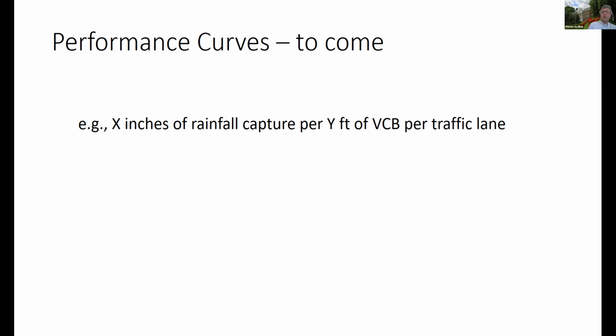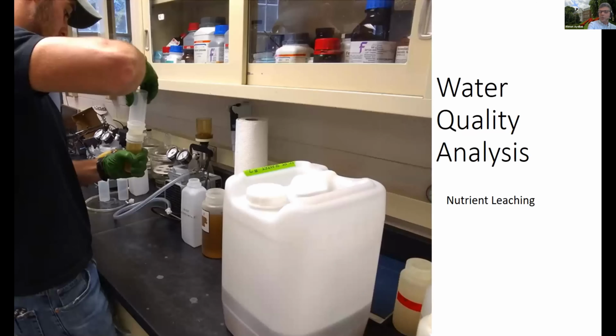Here, the idea is to come up with the performance curves. So, for instance, X inches of rainfall capture for Y feet of compost layer or vegetative compost blanket layer per traffic lane. Those type of curves we believe will be very useful to practicing engineers.